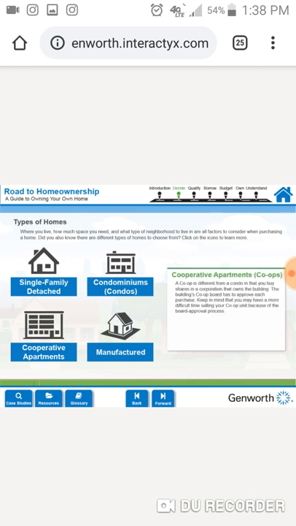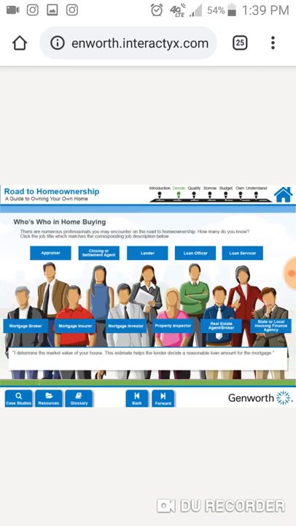All right, cooperative apartments, also known as co-ops. A co-op is different from a condo in that you buy shares in a corporation that owns the building. The building's co-op board has to approve each purchase. Keep in mind that you may have a more difficult time selling your co-op unit because of the board approval process. And manufactured homes. These types of homes are prefabricated, assembled in factories, transported to your lot, wheels removed, then assembled and attached to a foundation. So those are some types of homes, and you choose whatever you consider.